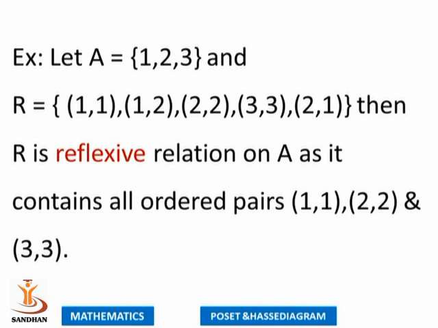Suppose we are given a set A containing three elements 1, 2 and 3, and a relation defined on set A which contains ordered pairs (1,1), (1,2), (2,2), (3,3) and (2,1). To check whether the given relation is reflexive or not, we check whether (1,1), (2,2) and (3,3), all three ordered pairs, belong to the relation or not. We can see here all three belong to R. So the relation is reflexive.